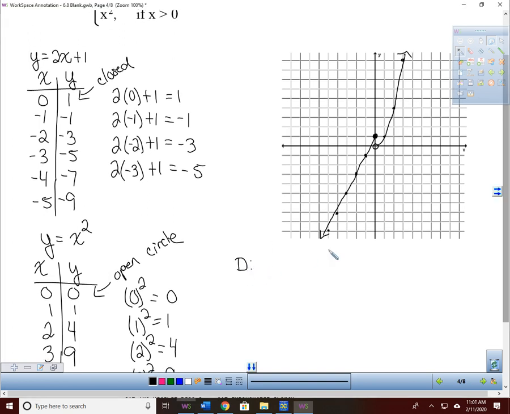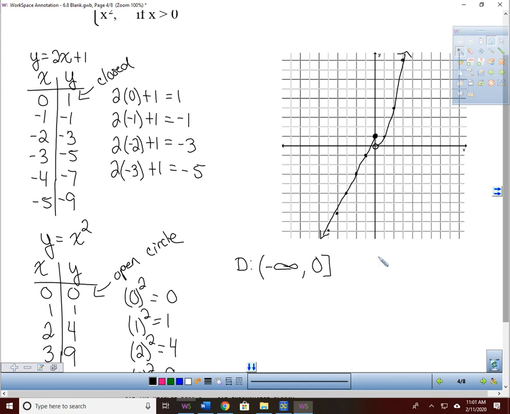So for my domain, I'm going to look at the left-hand side first, so this piece right here. This continues down to the left, so this starts at -infinity because it continues to the left. And then as far right it goes is 0. And if you look at this piece right here, it stops right here at 0 and it is closed. So I need to put a bracket right there.